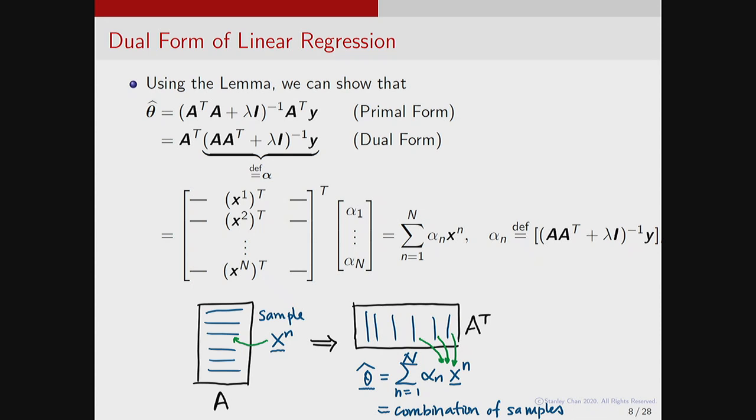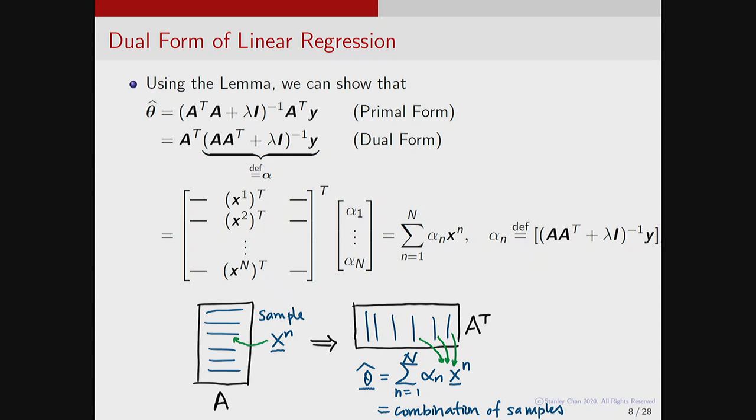This is how you can get to the expression I want. Nothing magic behind it. It's just a very simple technical lemma that can turn your linear regression solution into another form, which is called the dual form. And now suddenly you can write this theta hat as a linear combination of your data points.